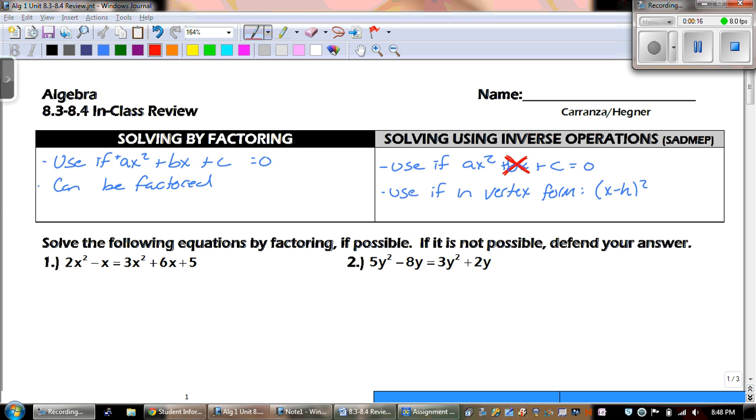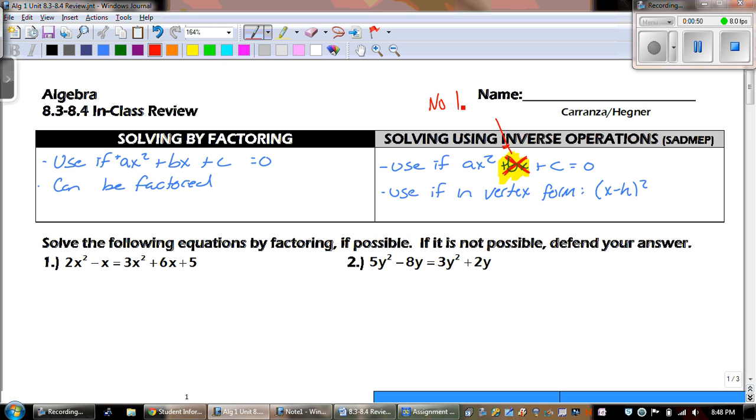So when we are solving by factoring, on the left-hand side we have a positive ax squared plus bx plus c equals 0. And remember, if that leading coefficient is negative, we have to factor that out so it can be factored, okay? Now, on the other side, when we're solving using inverse operations or SADMAP, what term is missing?